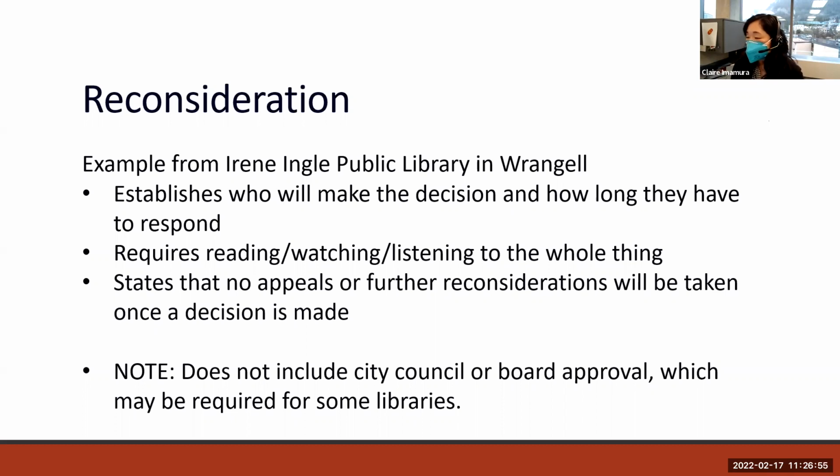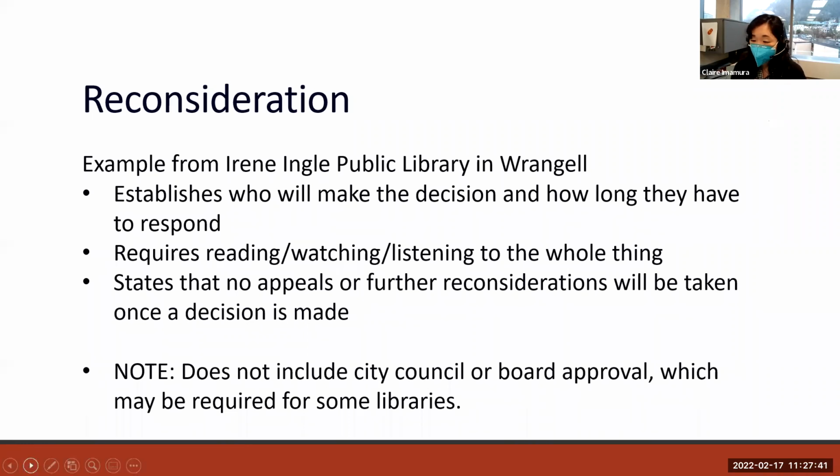I think I have seen some policies that have an appeals process, but you don't want it to end up that the appeals process is going on and on. At some point, the decision is made, and that is the decision that will stand. I will note that Wrangle does not have a library board or require city council approval. So that's something that is not in this document, but it may be a requirement for your library. And if that is the case, then it should be included in your reconsideration process.